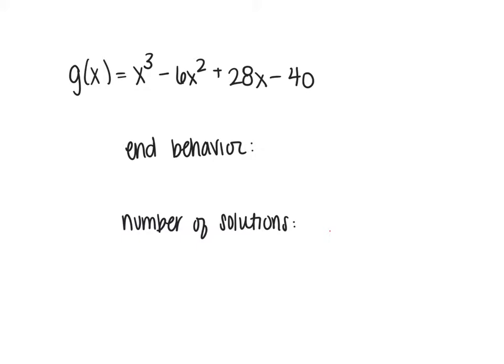So the first thing I'm looking for is end behavior. It doesn't explicitly ask for this. It's just going to help me when I go to graph it. So the end behavior of this, I have an odd degree and a positive leading coefficient, which means it's going to be coming down on the left, up on the right. So that's my end behavior.